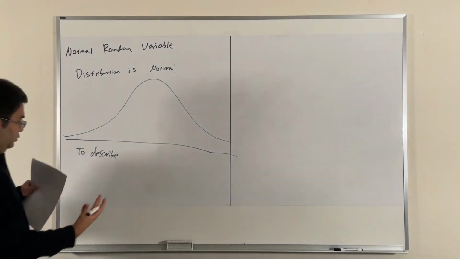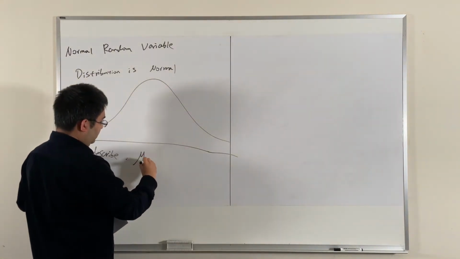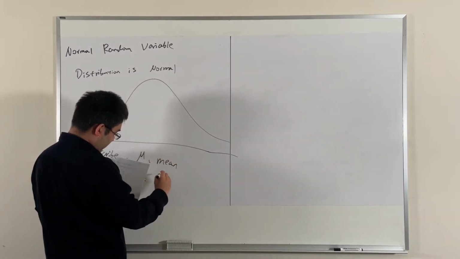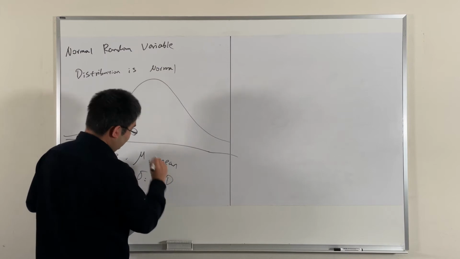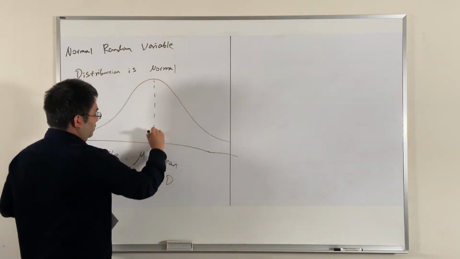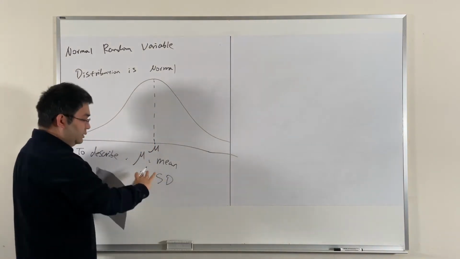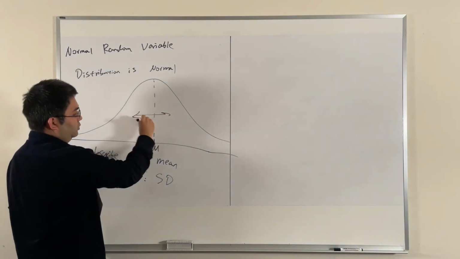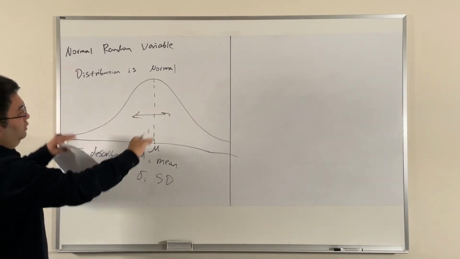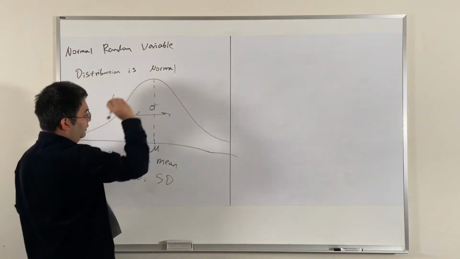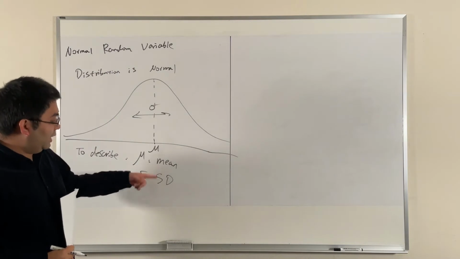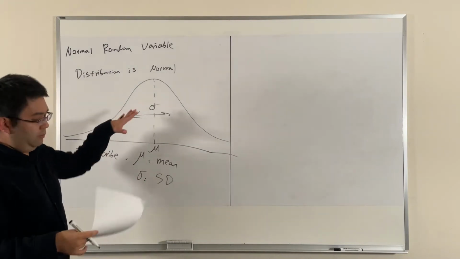we have two parameters, right? So we have the mu, which is the mean, and we have the sigma, which is the standard deviation. The mean tells you where is the middle, right? And then the standard deviation tells you how spread out are the data, right? So it's the shape of the normal distribution. Okay? So when you have two parameters, mean and the standard deviation, you will be able to describe a normal distribution.